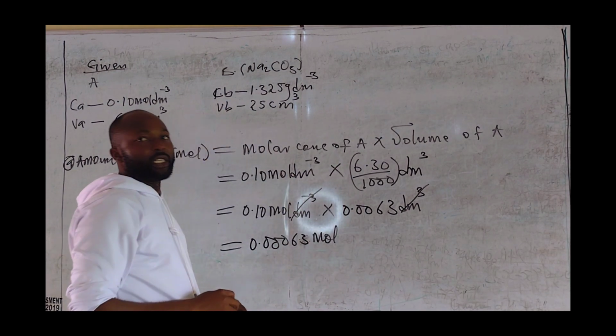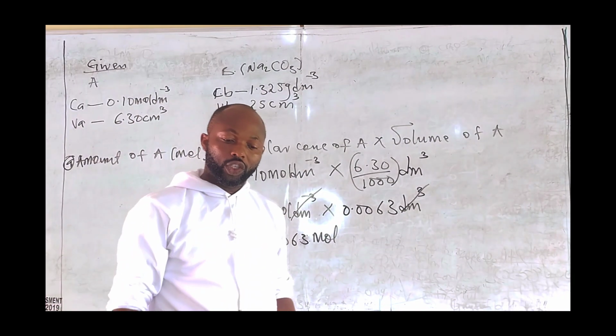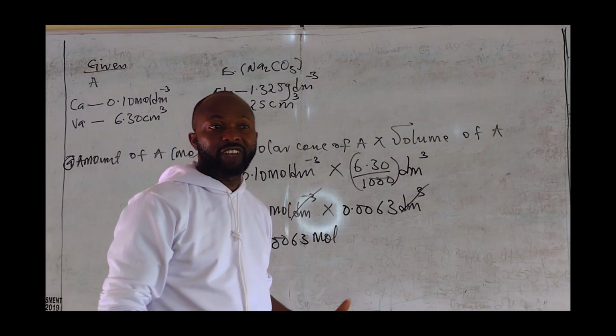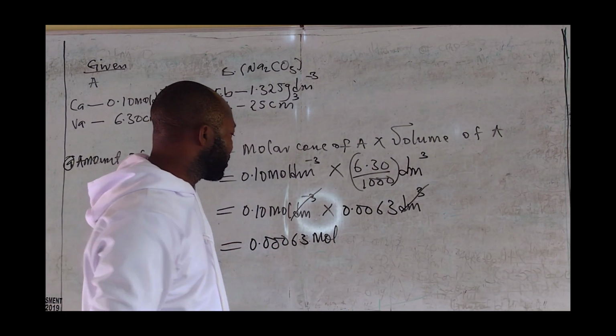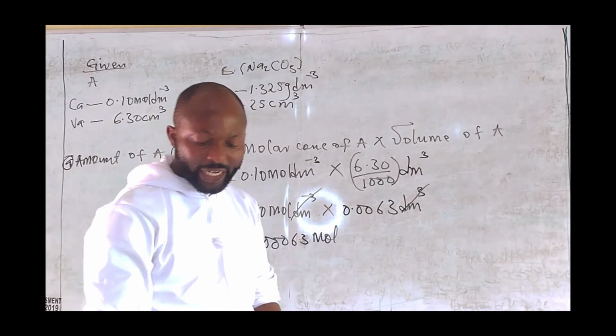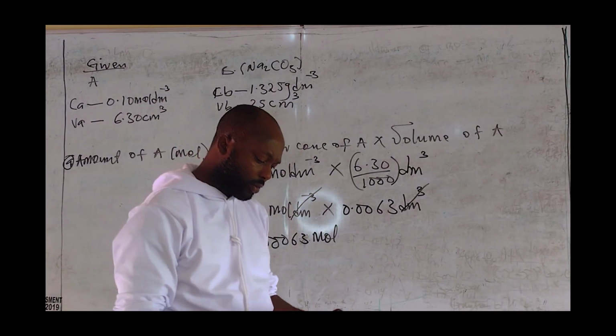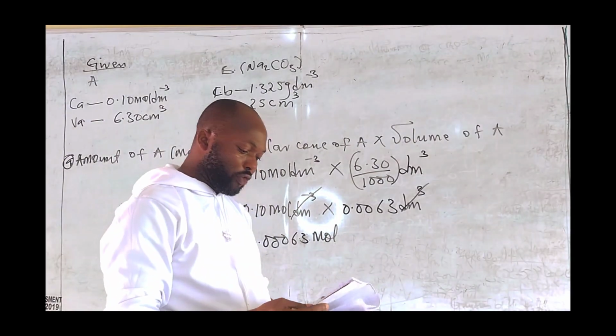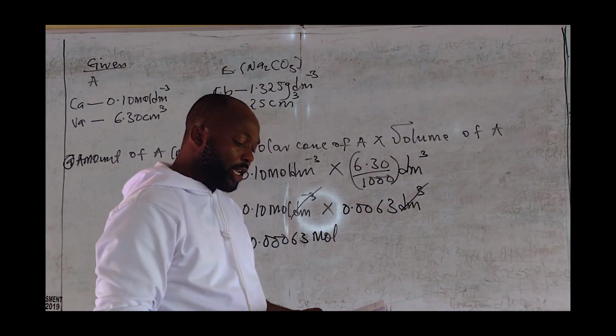So remember, the unit for amount is always in mole. So our first question, which says we should calculate the number of moles of the acid. Here it is, 0.00063 mole. So let's look at the next question. They say we should calculate the number of mole of sodium trioxocarbonate(IV) in the volume of B.